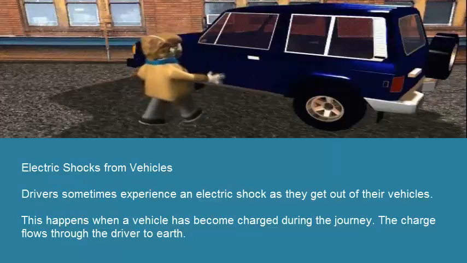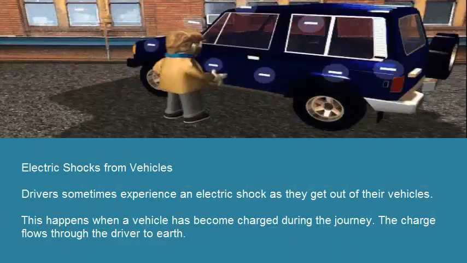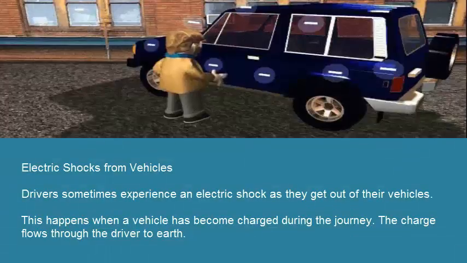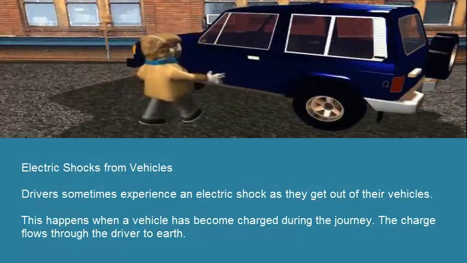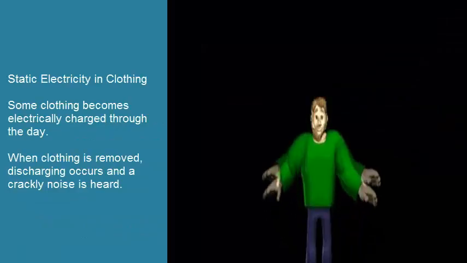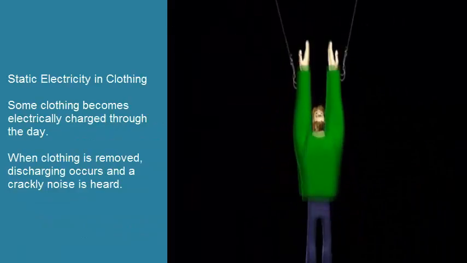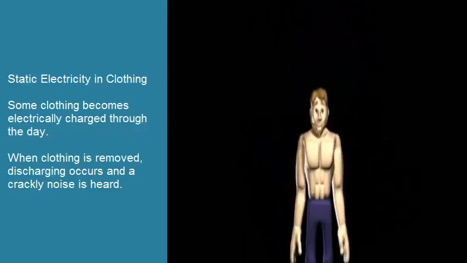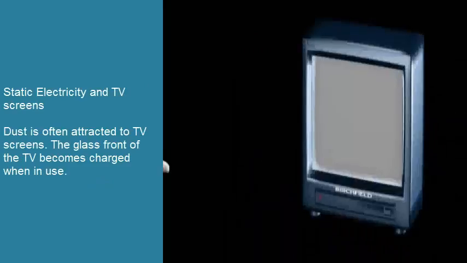Drivers sometimes experience an electric shock as they get out of their vehicles. This happens when a vehicle has become charged during the journey. The charge flows through the driver to earth. Some clothing becomes electrically charged through the day. When clothing is removed, discharging occurs and a crackly noise is heard.